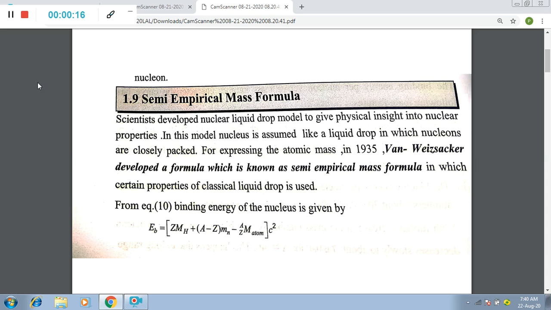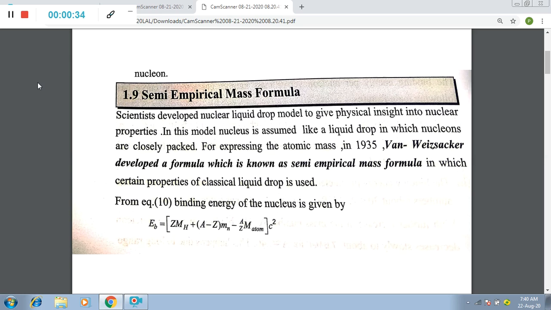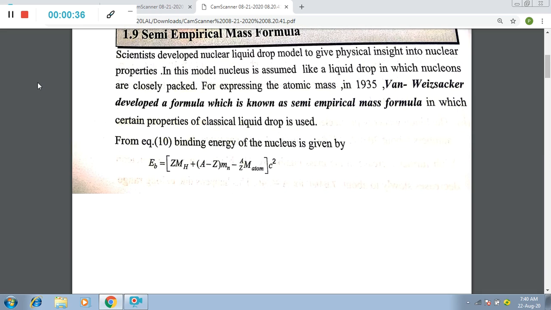In a series of lectures, we have discussed the development of nuclear physics and properties of nuclei. And in continuation, today I am going to discuss the important semi-empirical mass formula. Scientists developed this nuclear drop model to give physical insight into nuclear properties. In this model, nucleus is assumed like a liquid drop in which nucleons are closely packed.